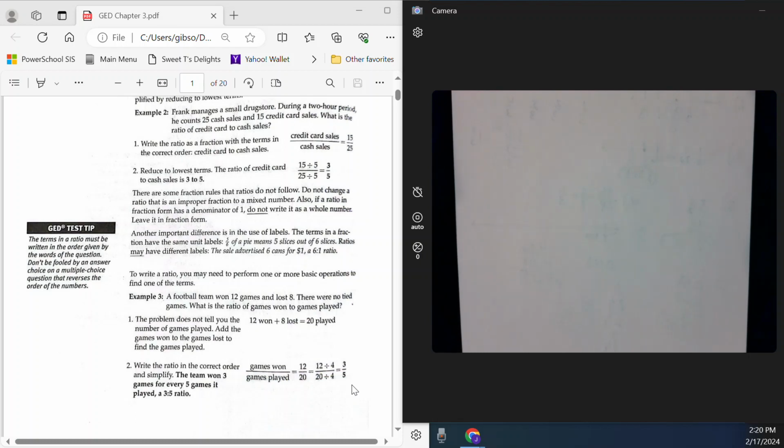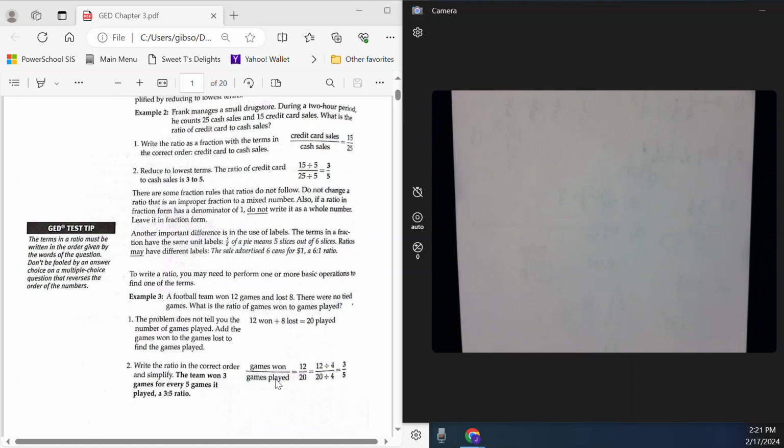To write a ratio, you may need to perform one or more basic operations to find one of the terms. It says a football team won 12 games and lost 8. There were no tied games. What is the ratio of games won to games played? Okay, the problem does not tell you the number of games played. The number of games played is the games won plus the games lost, which we have here. So it's 20 total games played.